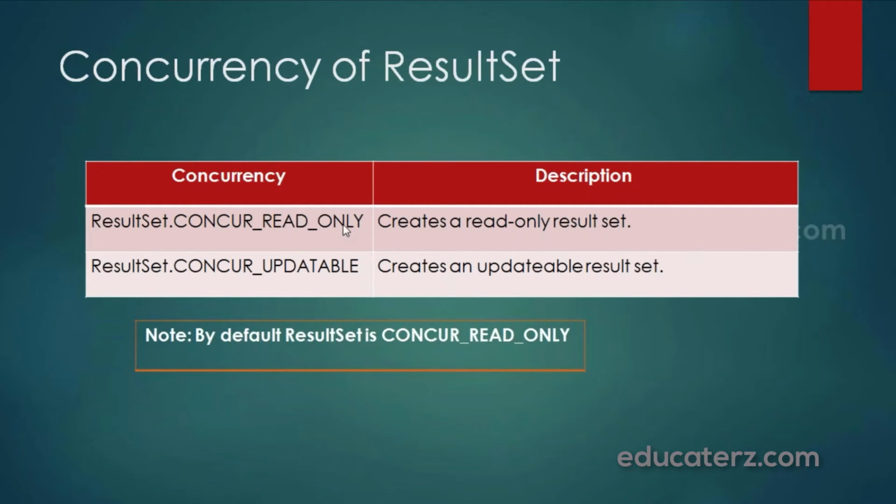CONCUR_READ_ONLY is one constant which creates a read-only result set. Like CONCUR_UPDATABLE, it creates an updatable result set. So by default, result set is CONCUR_READ_ONLY and it moves in forward direction.